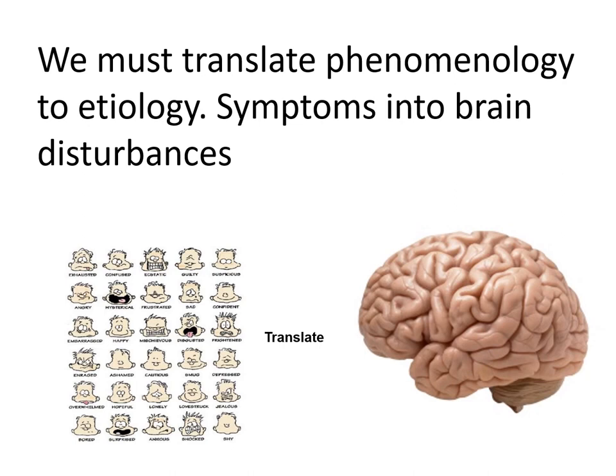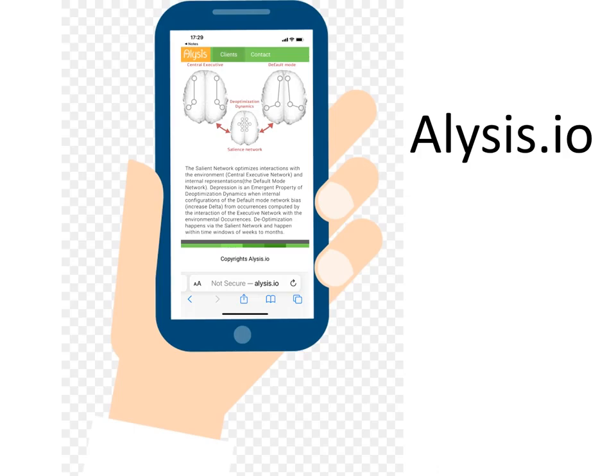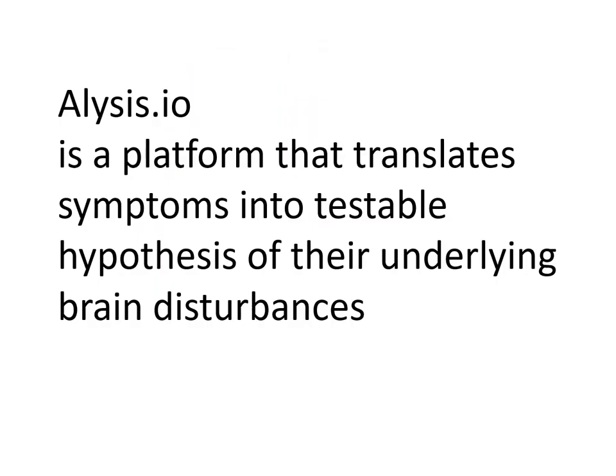As you can see on the left, we have the phenomenology, which are signs and symptoms, and they must be translated to brain disturbances. For that, I have created Alysis IO, Alysis being the short of neuroanalysis. Alysis IO is a platform that translates symptoms into testable hypotheses of their underlying brain disturbances.